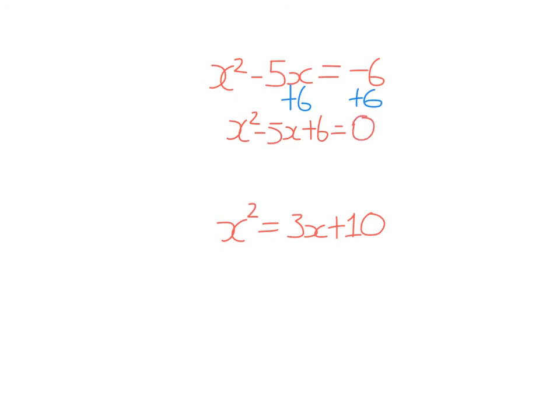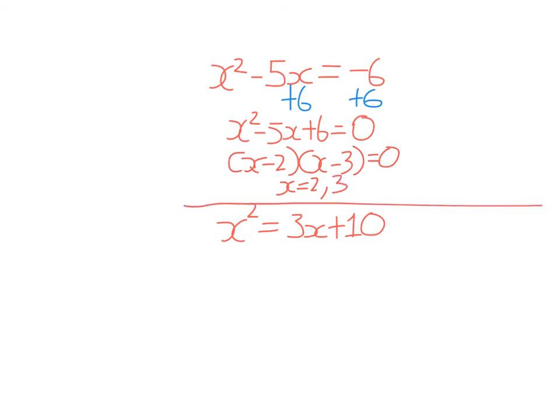Now we solve this exactly like the ones on the previous slide. We're going to find two numbers that multiply to 6 and add to -5, so they are minus 2 and minus 3. So x minus 2, x minus 3 equals 0. Either the first bracket equals 0 or the second bracket equals 0. We've got our solutions and we're done.